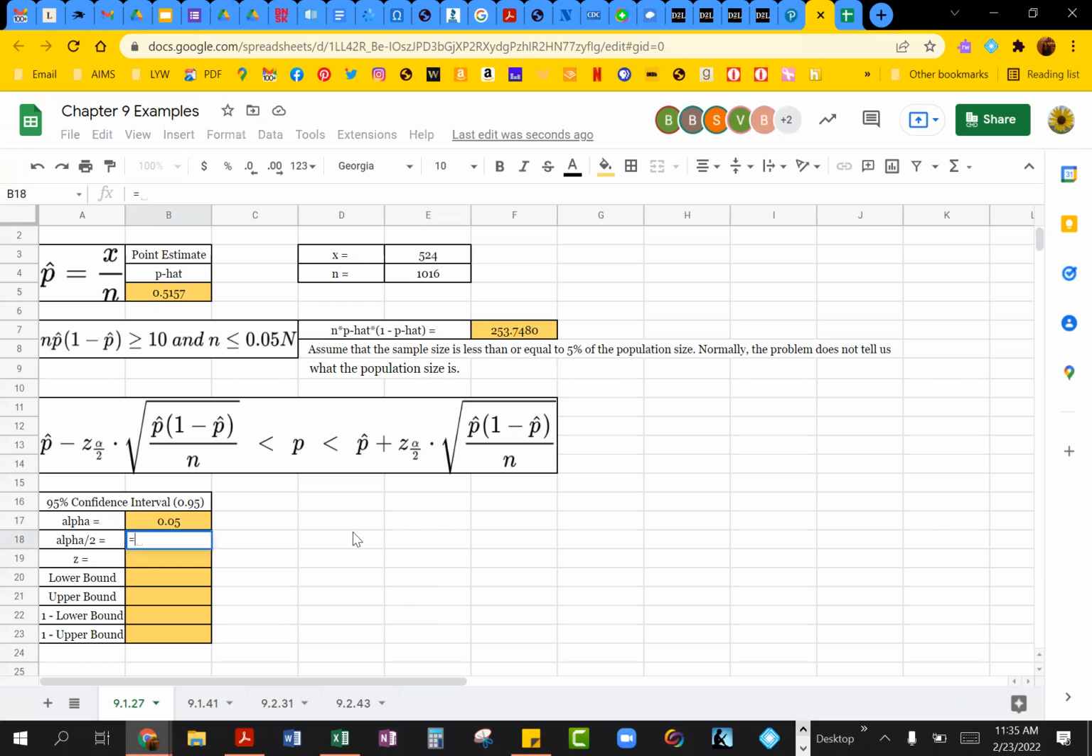Obviously, as you can imagine, alpha divided by 2 is going to be 5% divided by 2, or 0.05 divided by 2. So 0.025. And you will see I'm working with the cells to do the calculation, because anytime anything changes, we can go ahead and come up with that. So now that we know that our alpha divided by 2 is 0.025, we can go into our normal distribution table.